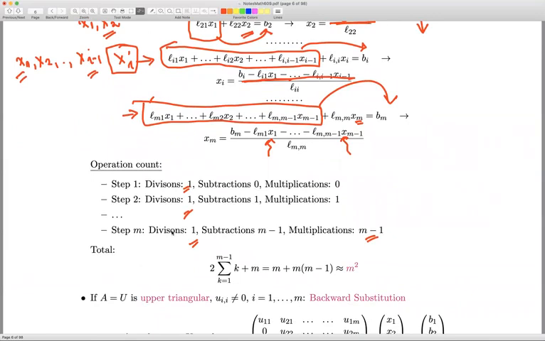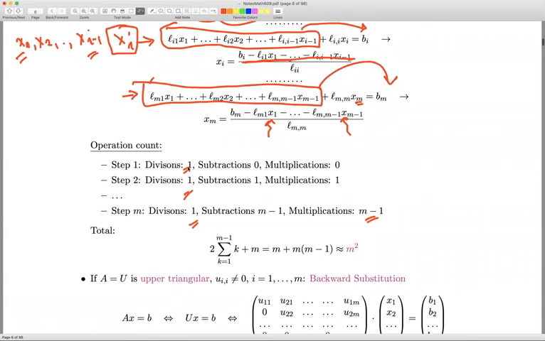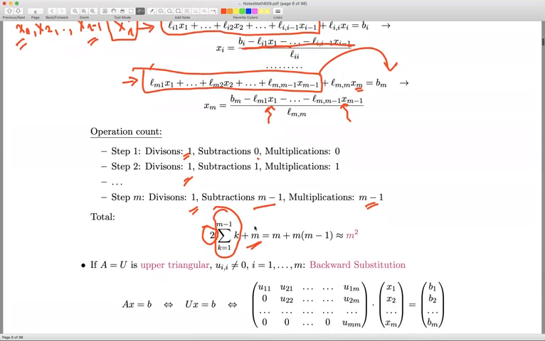So the total number of operations is total number of divisions plus total number of subtractions plus total number of multiplications. The divisions are ones every time, m times. So this is the number of the divisions. The subtractions and multiplications, these are twice because they're both for the subtractions and multiplications, and they are the sum of the numbers 1 plus 2 and so on plus m minus 1, which corresponds to that sum. And then, this m goes to here, and then the sum of the first m minus 1 terms, so 1 plus 2 plus and so on plus m minus 1.